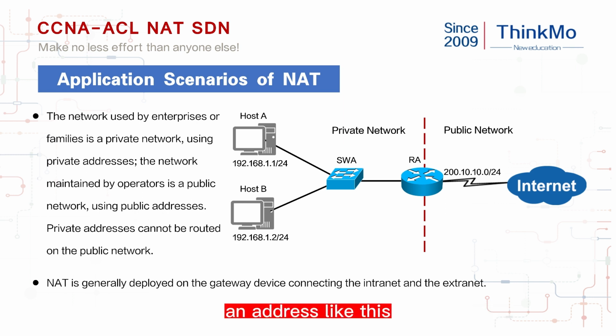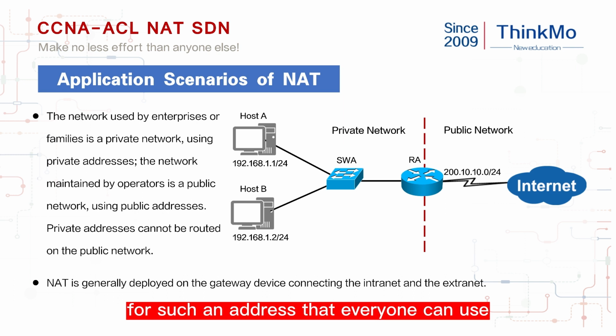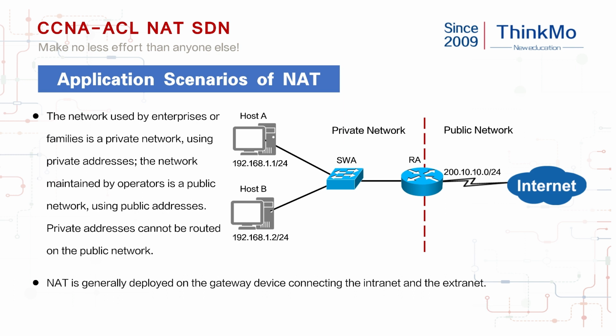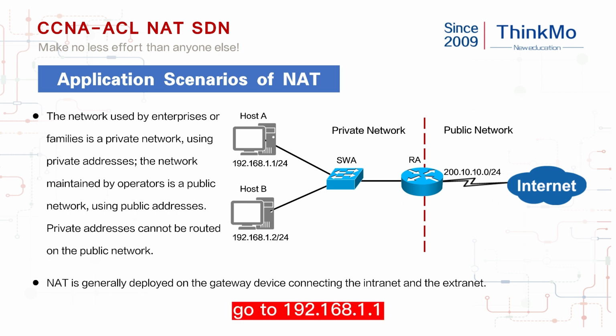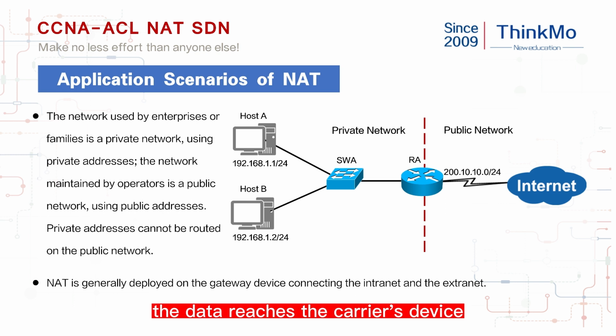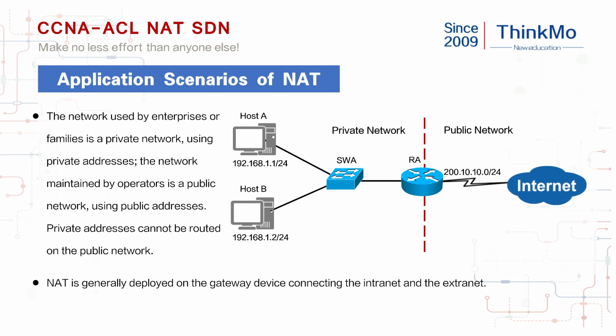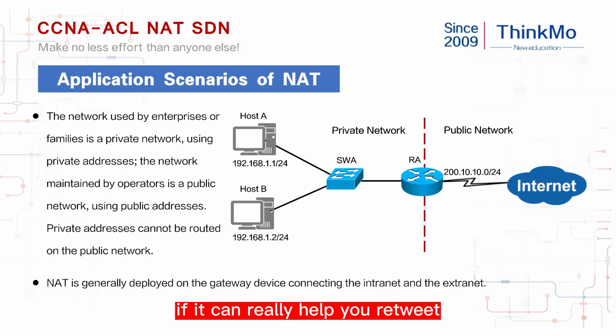An address like this, since it is a private address, means that we can use it whether at work or at home, even at a small restaurant outside. It is an address that everyone can use. If someone sends data to 192.168.1.1, the data reaches the carrier's device. Can it really help you forward it?